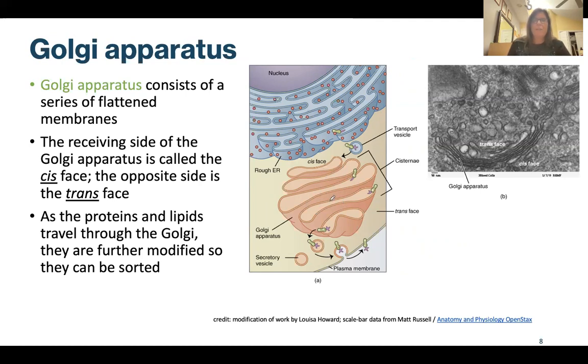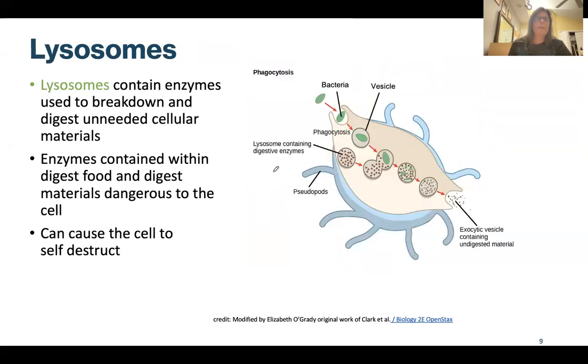Once they get modified and sorted out, because this is also referred to as the distribution center, it tells it, okay, does it stay inside the cell? Does it go out of the cell? Is it going to be made into a lysosome? Golgi apparati also make other organelles called lysosomes. So all of these things are happening in the Golgi. A lot of different activity. Like I had mentioned, the lysosomes. So the lysosomes, when they are made, are made up of a membrane.